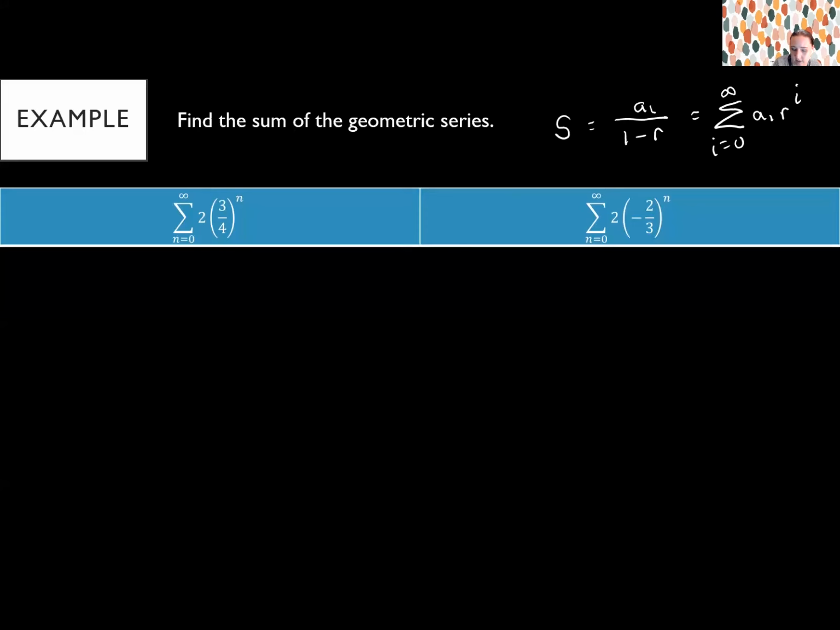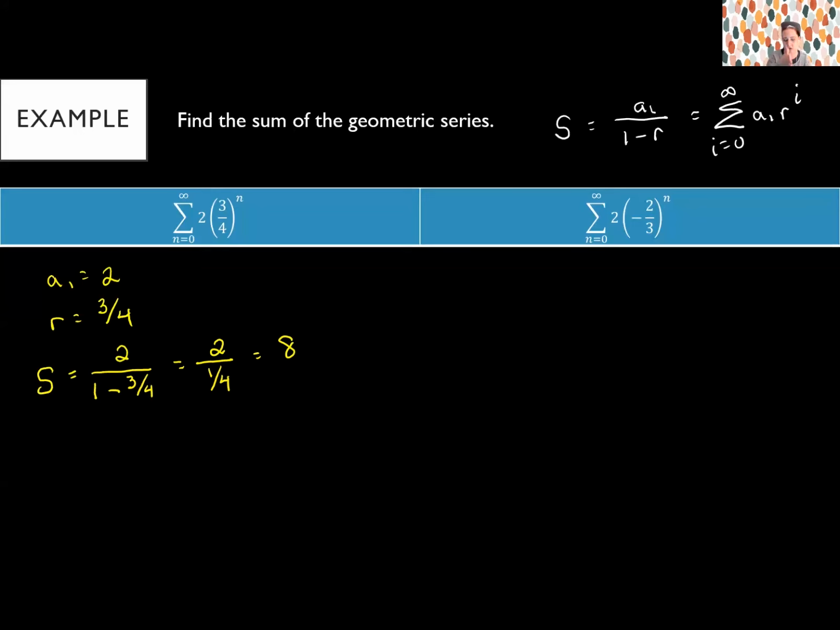So for the one on the left, a1 is equal to 2, and 3/4 is equal to r, because that's what's being raised to the exponent. So all we need to do is plug it into our formula. We have S equals a1, which is 2, over 1 minus r, which is 3/4. When you simplify, that will give you 2 over 1/4, and 2 divided by 1/4 comes out to 8. So the sum of this geometric series is 8.